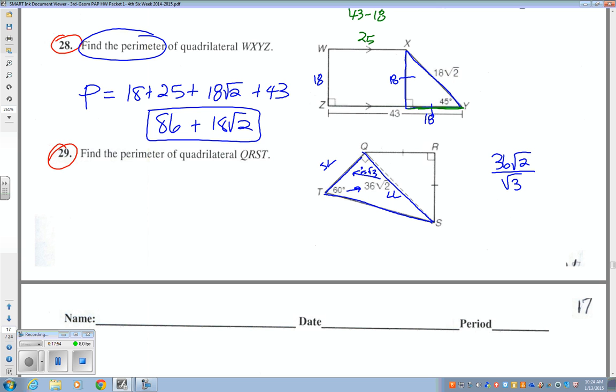Can I keep this like this? Nope, we got to rationalize it. That gives me 36 square root of 6 over 3. Yep, 12 radical 6 is my short leg. 12 square root of 6. I'm going to go ahead and label that on the outside. All right, so if I know the short leg is 12 square root of 6, then who's 24 square root of 6? Yeah, ST. So we're going to label that 24 square root of 6. You just double it.